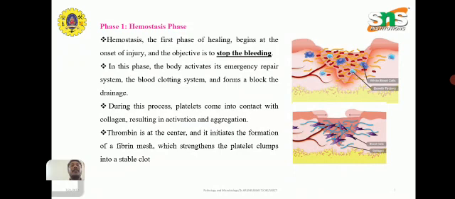Hemostasis, the first phase of healing, begins at the onset of injury and its objective is to stop the bleeding. In this phase, the body activates its emergency repair system, the blood clotting system, and forms a block to the drainage. During this process, platelets come into contact with collagen, resulting in activation and aggregation. Thrombin is then generated and initiates the formation of a fibrin mesh, which strengthens the platelet clumps into a clot. You can visualize it in that image.